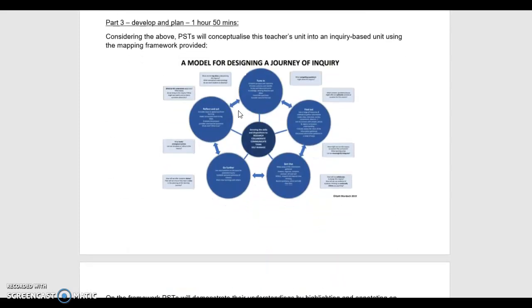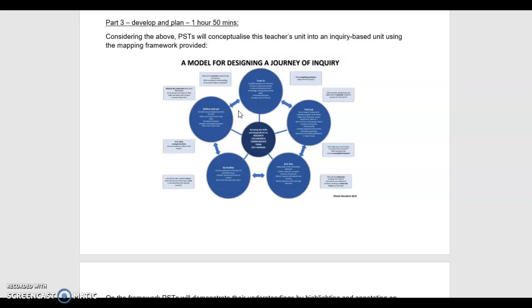In part 3, you will take this information that you've come up with to conceptualise this unit into an inquiry-based unit using Kath Murdoch's mapping framework provided on VUC. So before you go into the workshop, you should research and understand the key features of an inquiry unit. What are they? What should I be including in this inquiry unit? What are the key questions that students should be asking? What is the focus of each stage of the inquiry model? What should students be doing in the tuning in phase, for example?